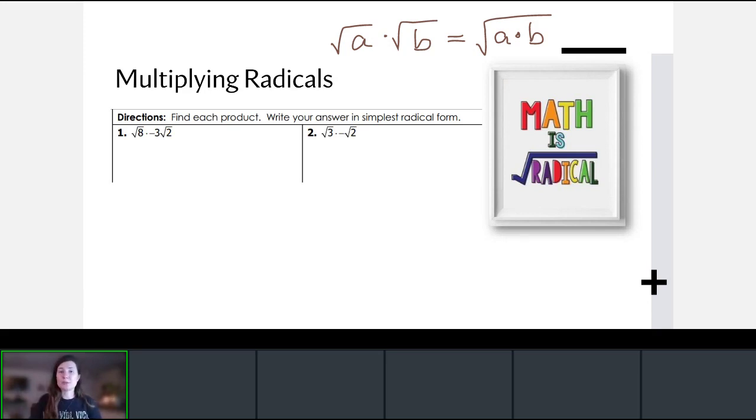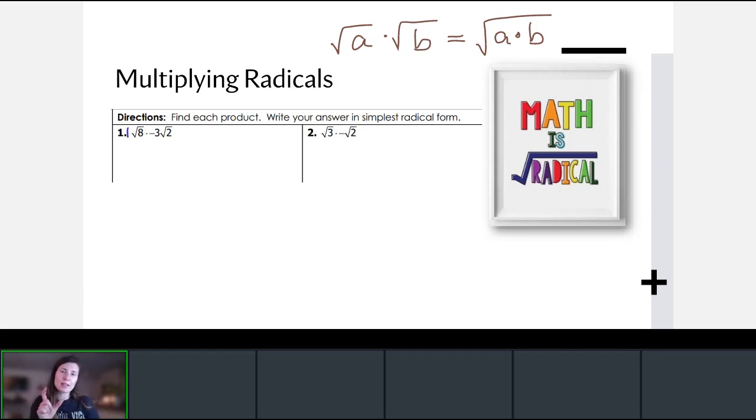Values that are outside of a root, just plain old numbers, get multiplied together. Now, we can do this in a couple of ways. So let's actually take a look at number 1. We have the square root of 8 times negative the square root of 3. So I'm going to put a 1 out in front of this 8 here. So we have 1 root 8 times negative 3 root 2.